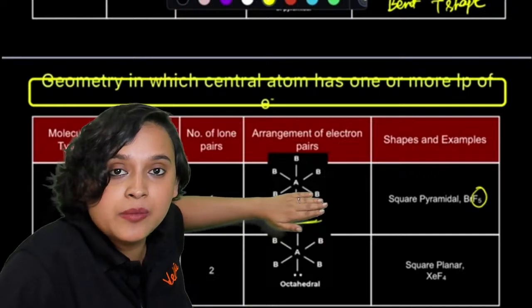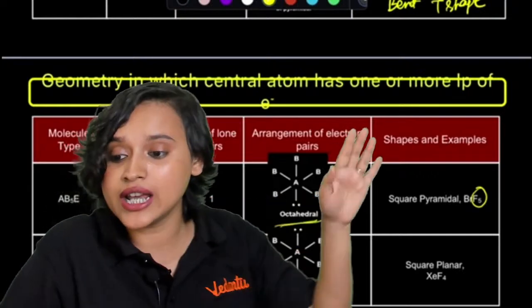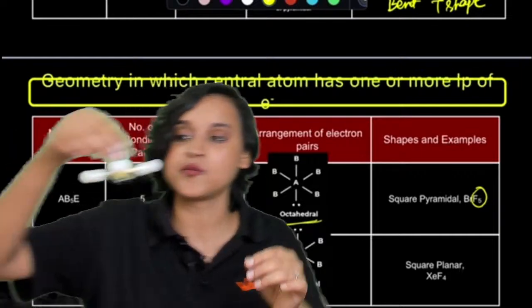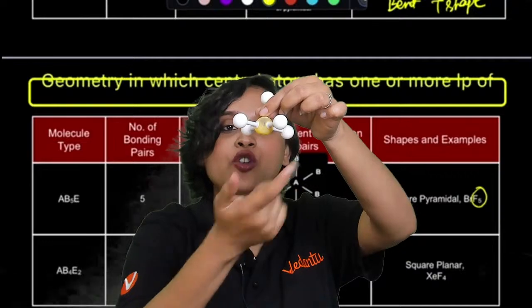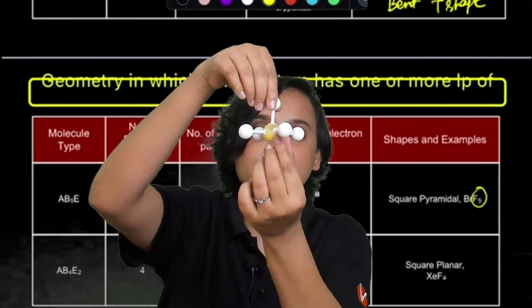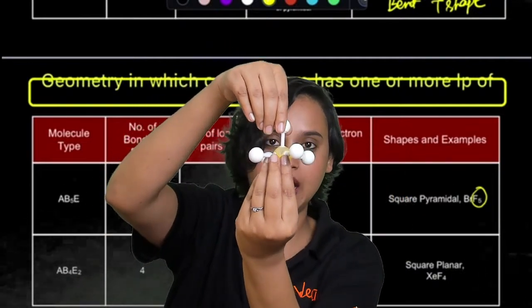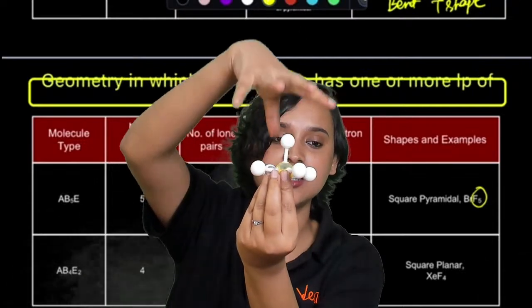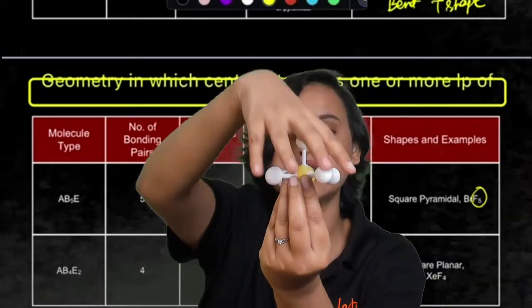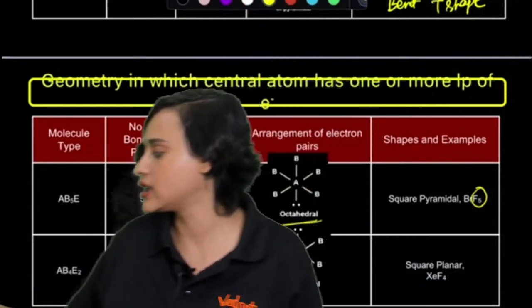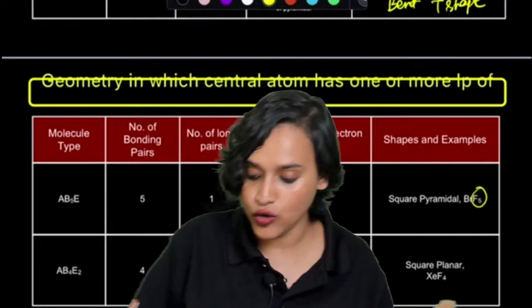This looks like a square pyramidal, isn't it? How does it look like a square pyramidal? See, it will look like this. Square, F5, right? So fluorine, fluorine, fluorine, fluorine, and here is another fluorine. This is where the lone pair is. So together, this looks like a square pyramidal. Got it? Clear? Great. Moving on.